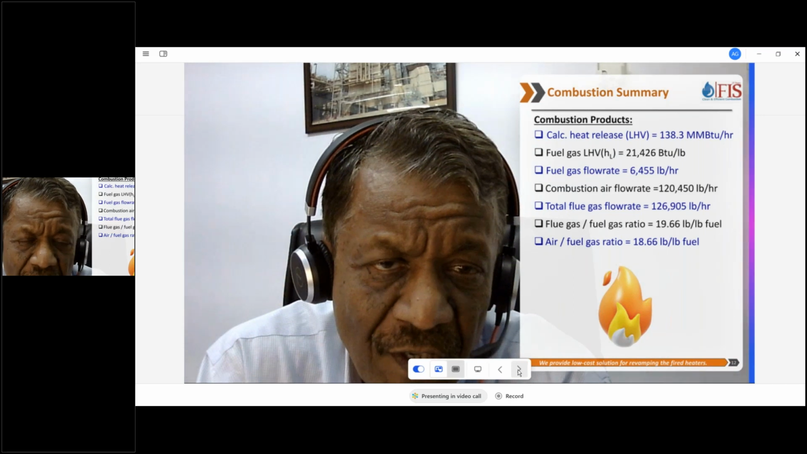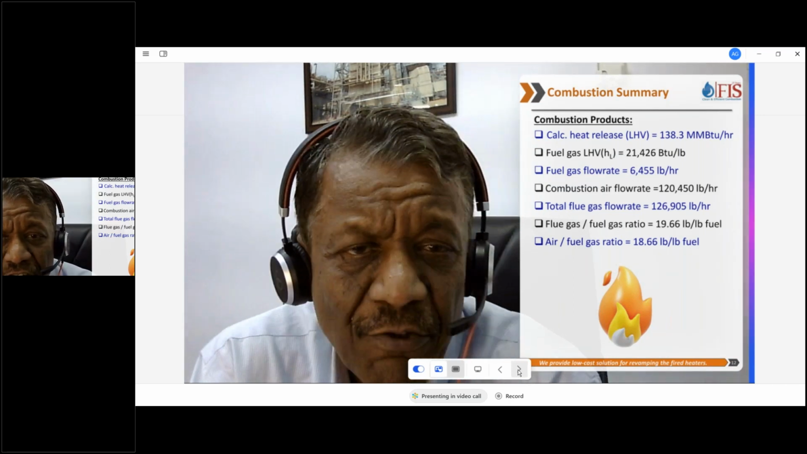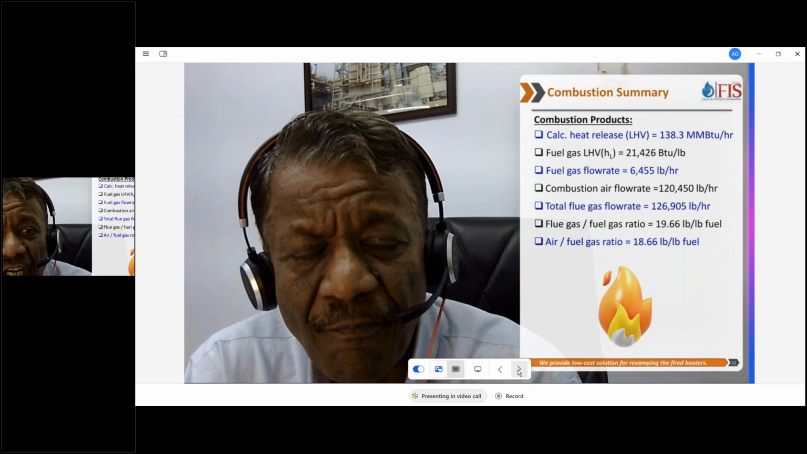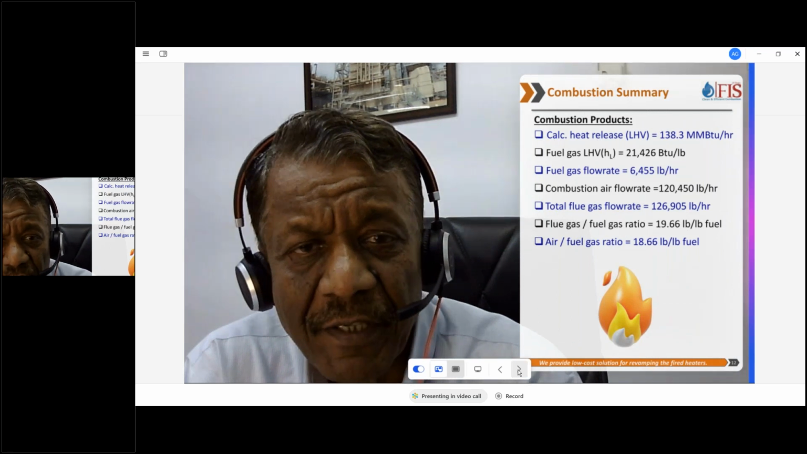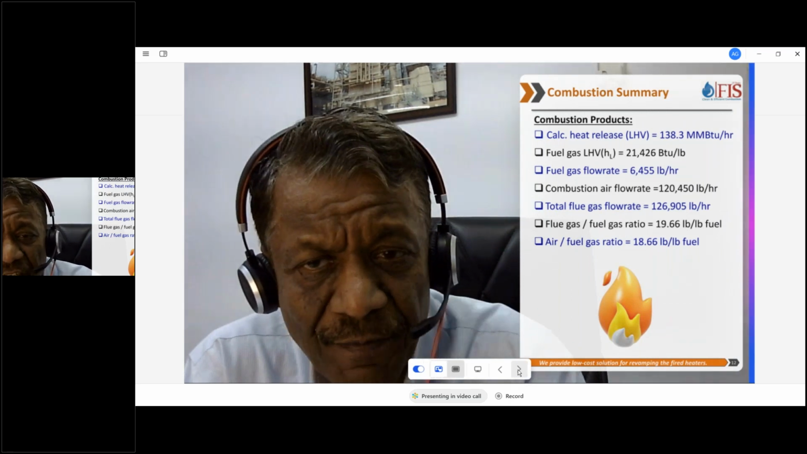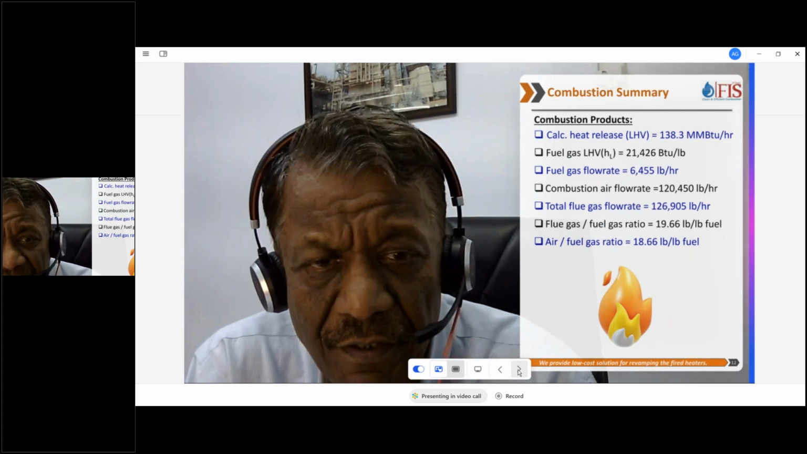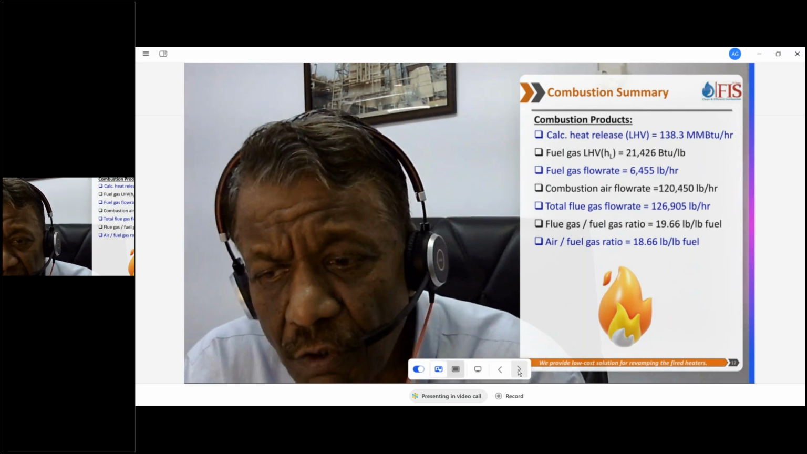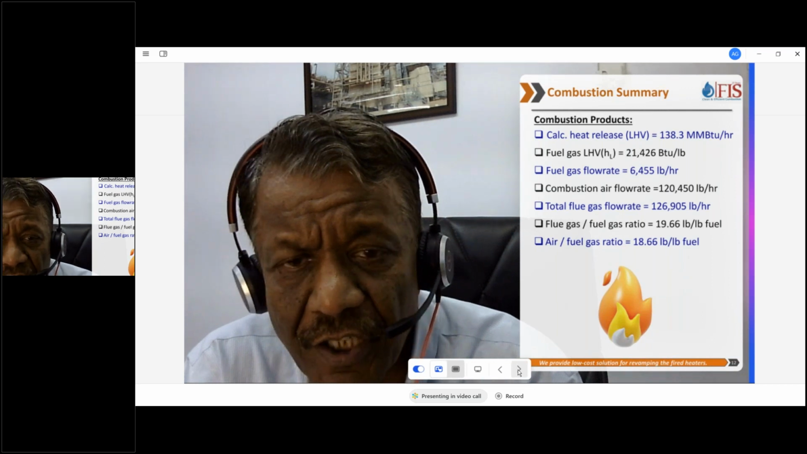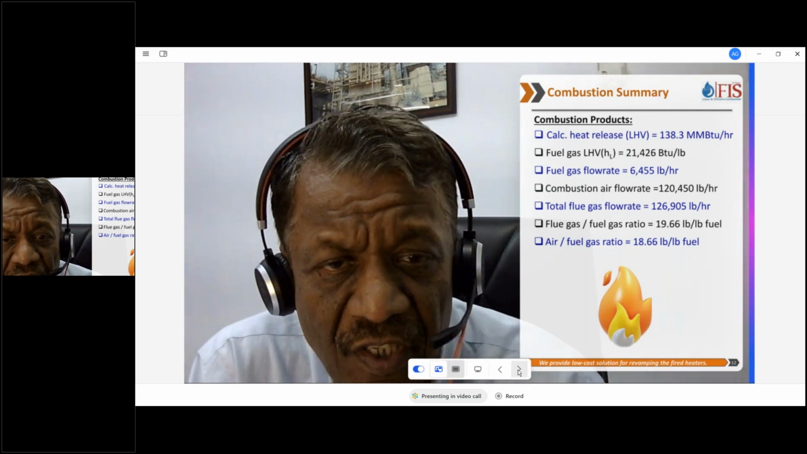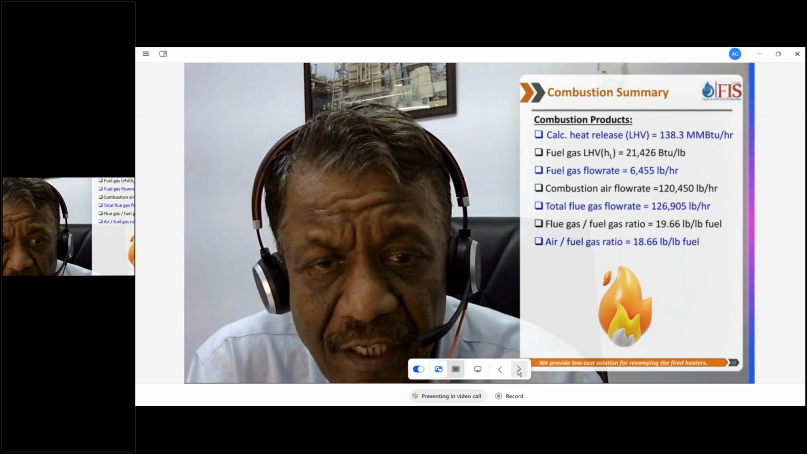So we did all these stoichiometric calculations so that we can make the enthalpy curve for the flue gases, and then we can do the heat balance. So this is a very standard exercise we do. So we start with the combustion as one of the first steps for doing fired heaters design.